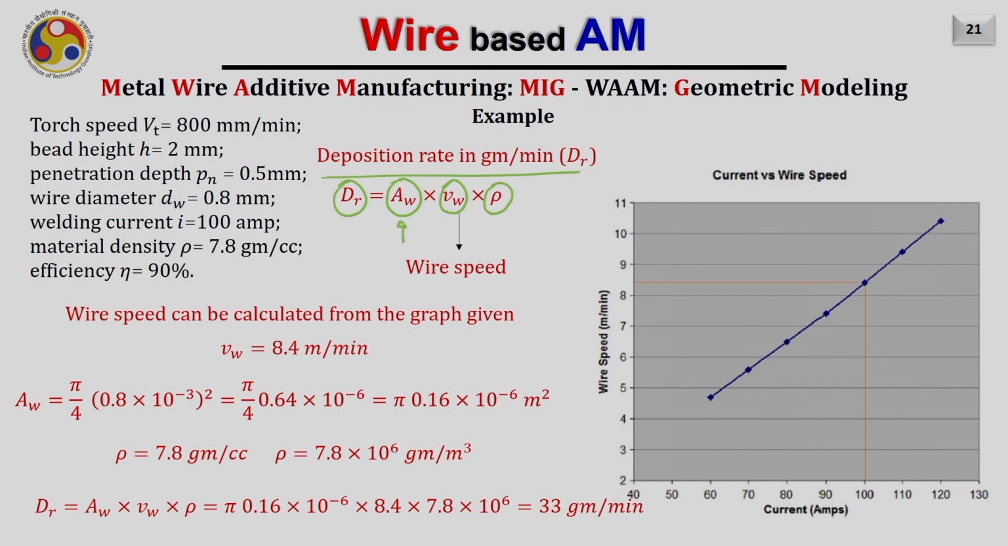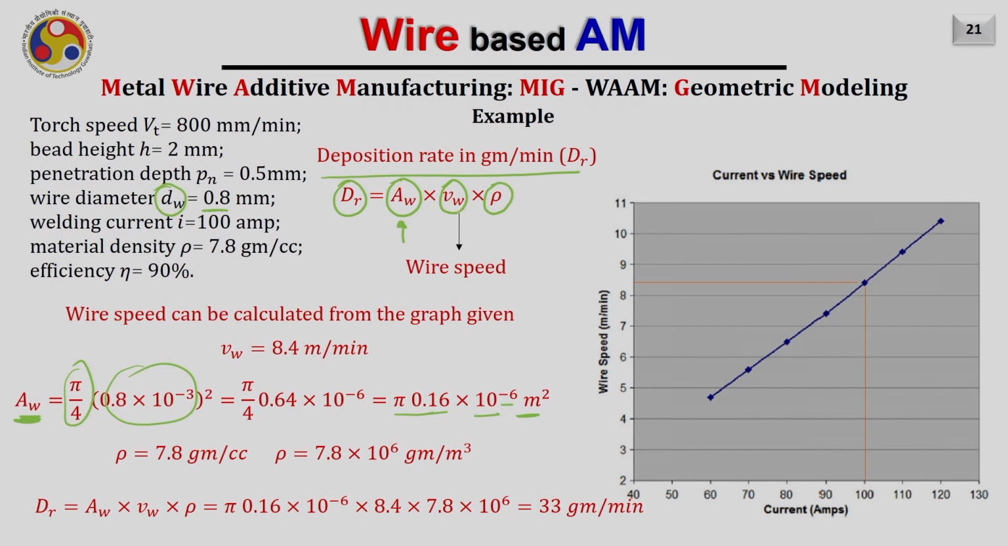Of course, the area of the wire is known to us because the diameter of the wire is given, and the diameter of the wire is 0.8. Therefore, I can easily find out the cross sectional area of the wire, which will be pi by 4 d square, and as a result it is coming to be pi times 0.16 times 10 to the power minus 6 meter square. That is the cross section of the wire.